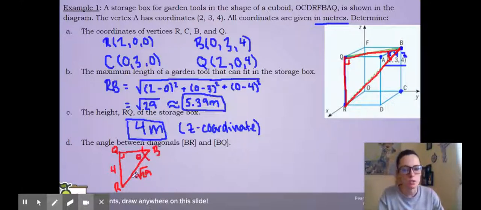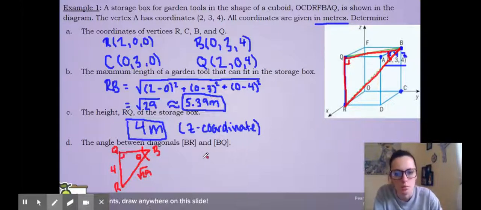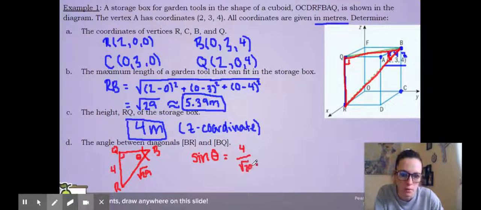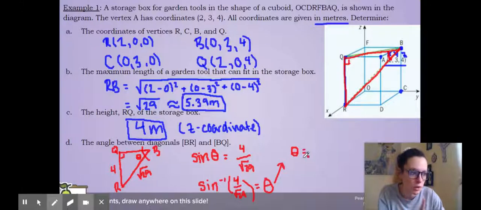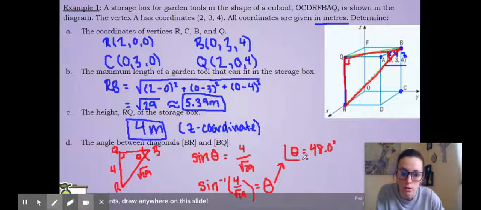So thinking back to our right triangle trig, I have the opposite and the hypotenuse, and I'm looking for the angle. Opposite and hypotenuse means sine of my angle equals the opposite over the hypotenuse. So again, when you're looking for an angle, that's when you want to use the inverse trig function. So I'll use inverse sine of 4 over root 29 to find theta. And when I do that in my calculator or in Desmos, making sure that I'm in degree mode, I get 48.0 degrees, correct to 3 sig figs. 3 sig figs means you should have that 0.0 at the end.